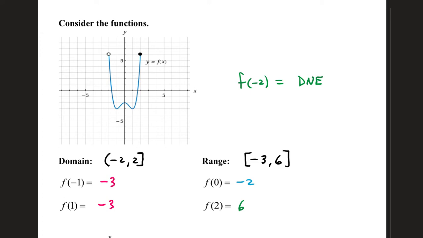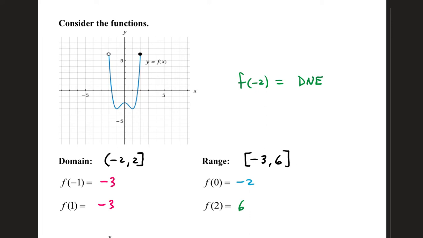When you switch over to looking at range, you're interested in all the y values swept out by your graph. Well, this graph has the lowest y value of -3, and because the graph actually hits at -3, we're going to count that value with a bracket. At the top of your graph, 6 is the maximum, and it counts, so we'll use a bracket at the 6.